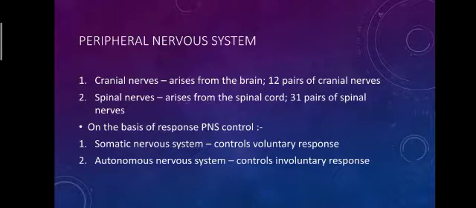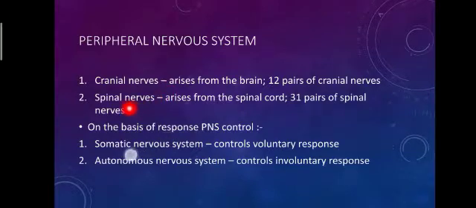In these nerves we'll be talking about two types of nerves. First is cranial nerves. Cranial means related to the cranium or skull. Cranial nerves arise from the brain, and there are 12 pairs of cranial nerves. They arise from the brain and directly go to the sensory part of the body. So the brain directly receives messages from the sensory part of the body, and they directly send the impulse to the brain.